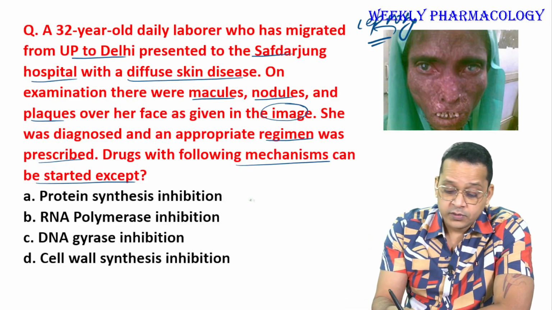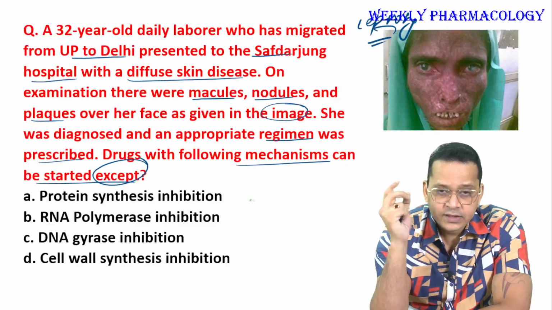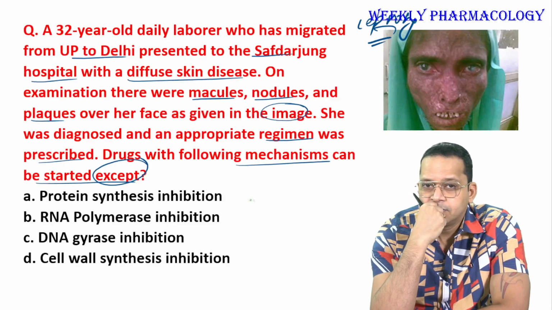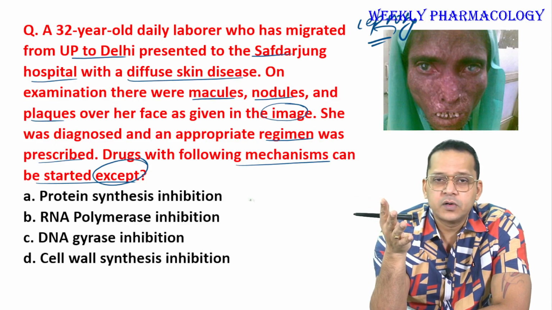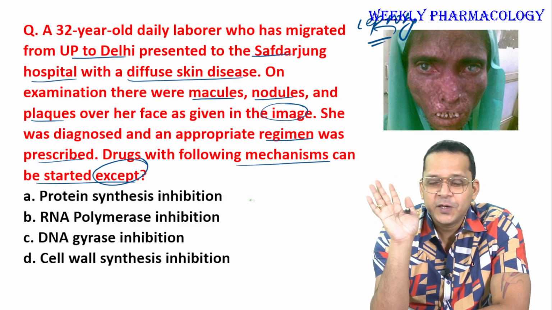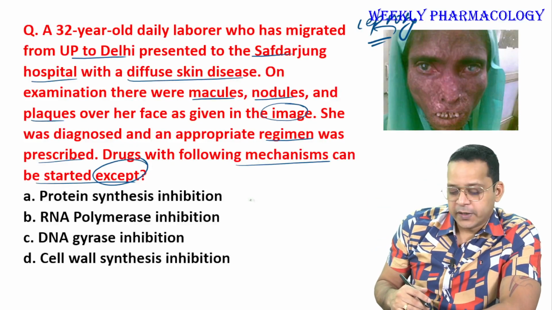Except is the word. So don't forget except. Protein synthesis inhibition, RNA polymerase inhibition, DNA gyrase inhibition, cell wall synthesis inhibition. Right. Now giving you some time. Please do let me know the answer in the comment box. Take some time. Do comment the answer. What do you think could be the possible answer here? A, B, C, or D?